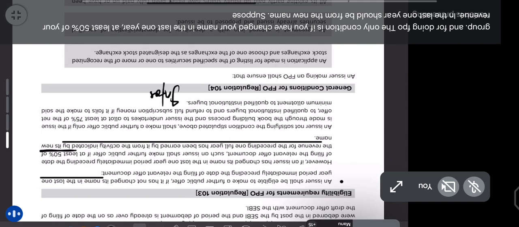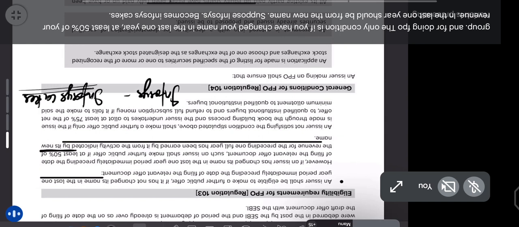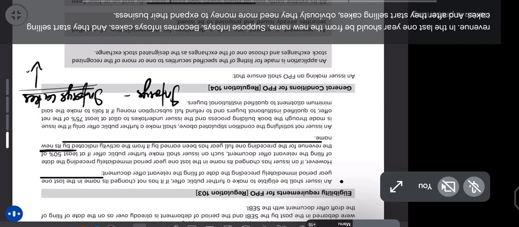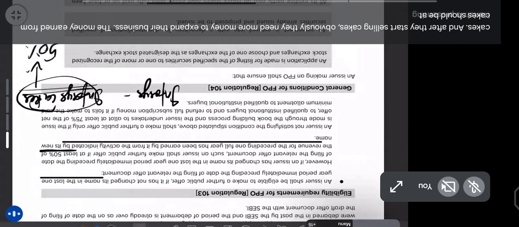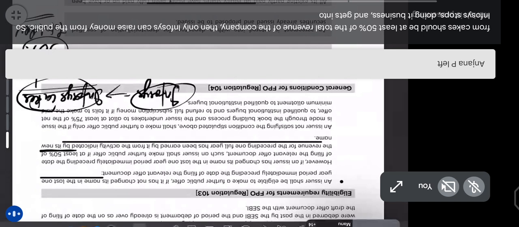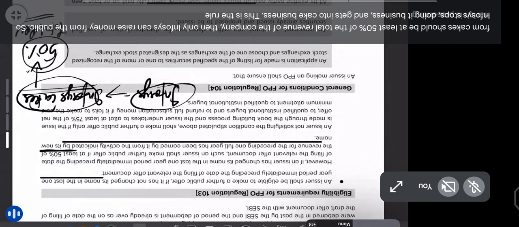Suppose Infosys becomes Infosys Cakes and they start selling cakes. And after they start selling cakes, obviously they need more money to expand their business. The money earned from cakes should be at least 50% of the total revenue of the company. Then only Infosys can raise money from the public. So Infosys stops doing IT business and gets into cake business. This is the rule for that entity.